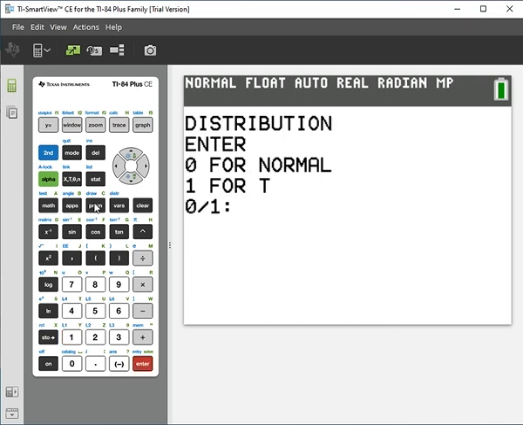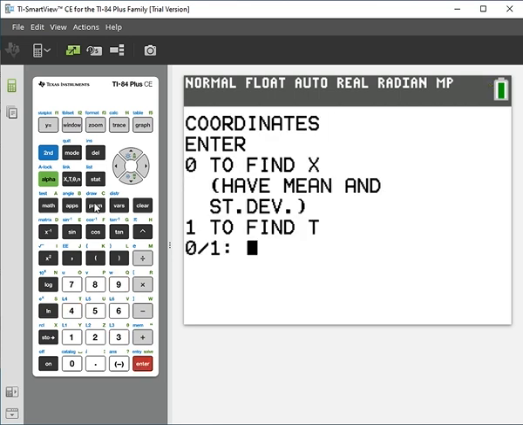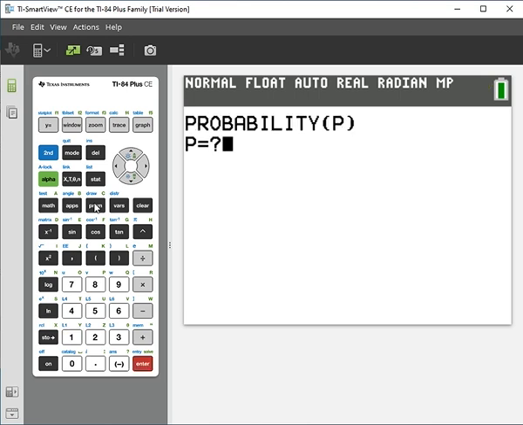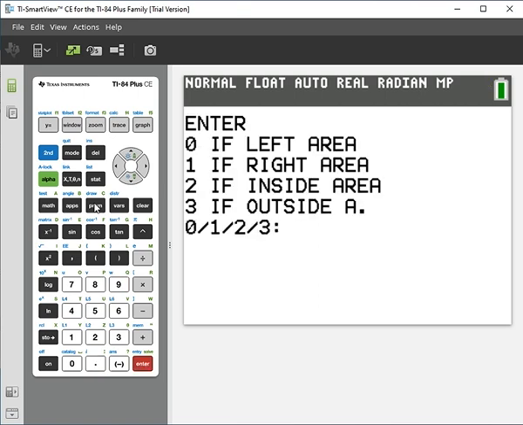We enter a 1. This is a t-test. We don't know the population standard deviation. The degree of freedom is 1 less than n. So 350 minus 1 is 349. We're interested in finding the t-value, so we enter a 1. We are told that the confidence level is 90%, so we enter 0.9. This is an inside area that we're trying to find, that interval that bounds it around the mean, so that's a 2.